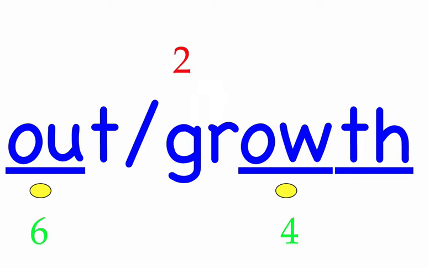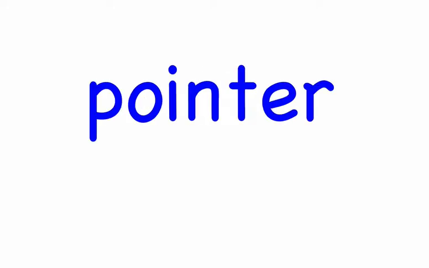The next word is pointer. Pointer. Let me give you a pointer or two. Pointer. Poin, three sounds. P, oi, n. Ter, two sounds. T, er. Pointer. At this point, I want you to pause the video, mark the word completely. Once you have done so, advance the video to see if you've marked it correctly.